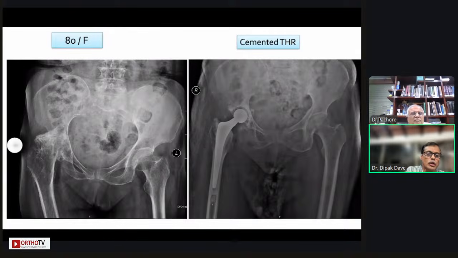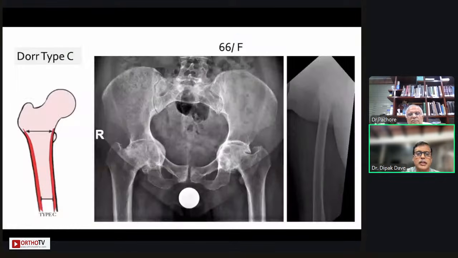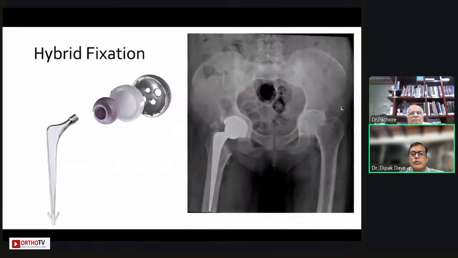80-year-old female. So Dorr type C, very osteoporotic acetabulum. I have done a cemented THR and made the patient walk the next day. Dorr type C, 66-year-old. You can see here, I have done a hybrid fixation. That is a cementless cup and a cemented stem.